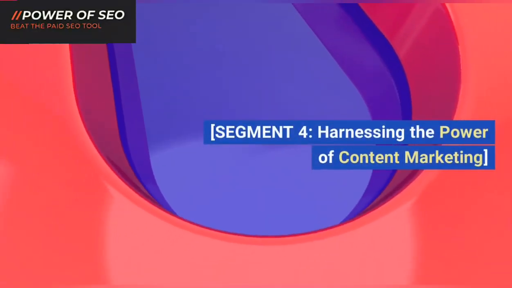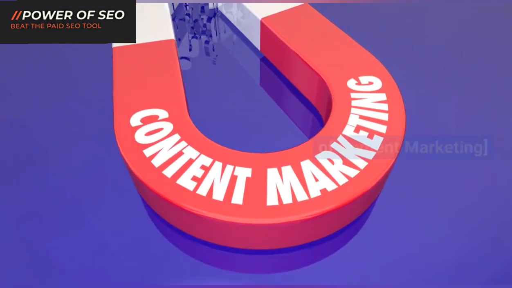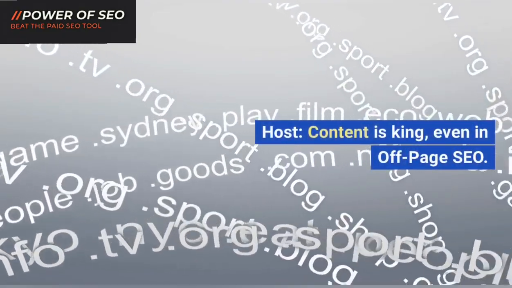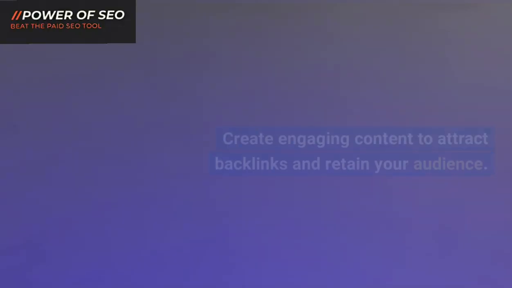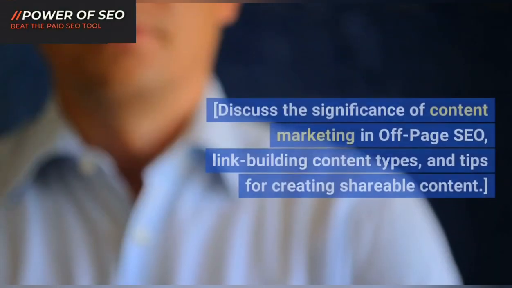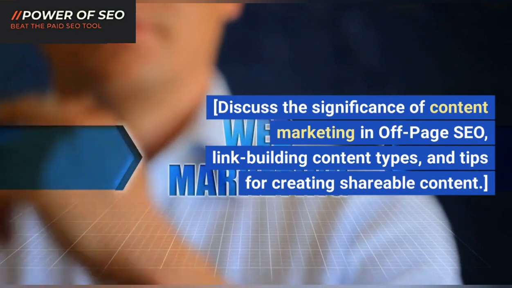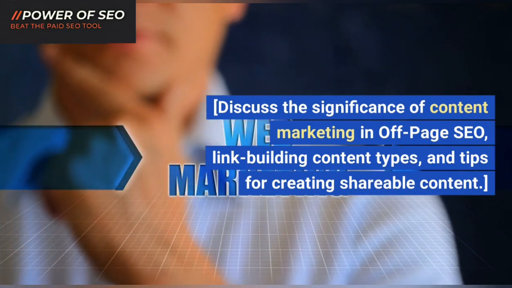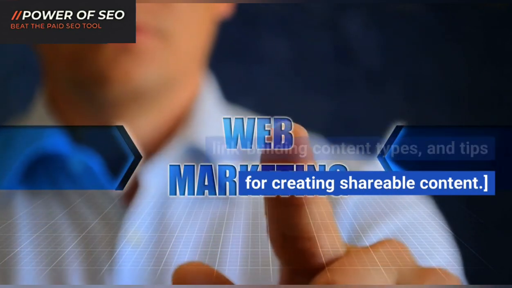Segment 4. Harnessing the power of content marketing. Content is king, even in off-page SEO. Create engaging content to attract backlinks and retain your audience. Discuss the significance of content marketing in off-page SEO, link building content types, and tips for creating shareable content.